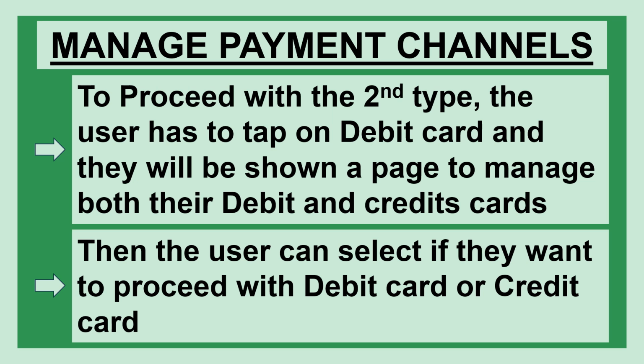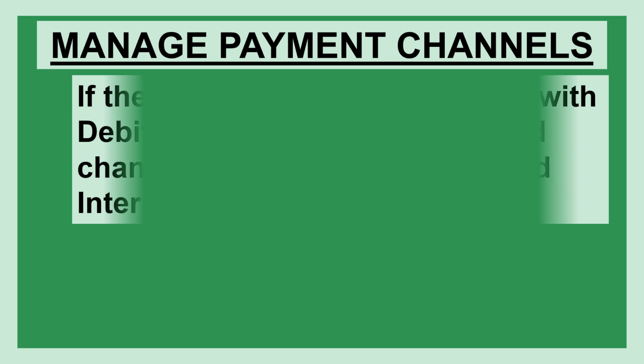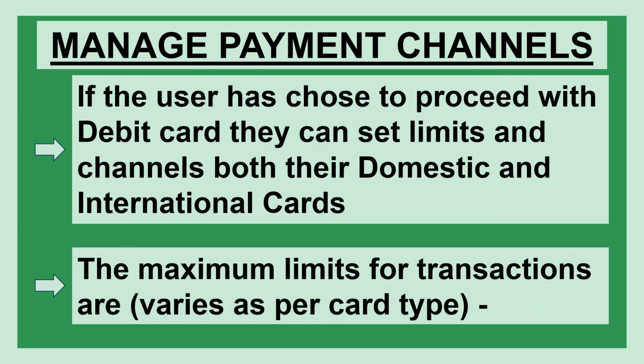To proceed with the second type, the user has to tap on debit card and they will be shown a page to manage both their debit and credit cards. Then the user can select if they want to proceed with debit card or credit card. If the user chooses to proceed with debit card, then they can set limits and channels for both their domestic and international cards. The maximum limits for transactions for domestic card vary as per card type.